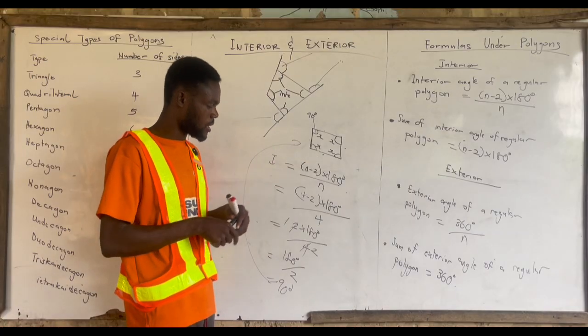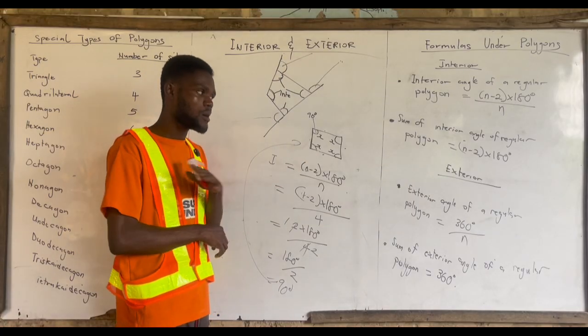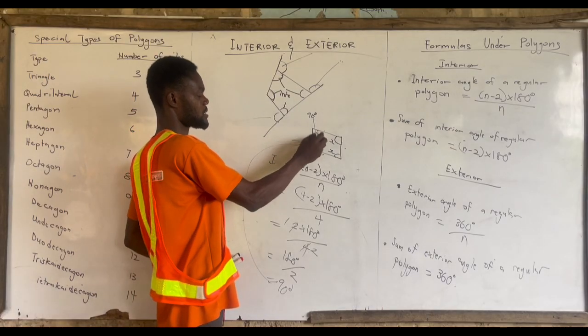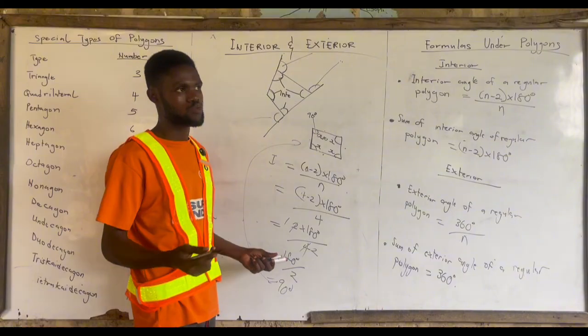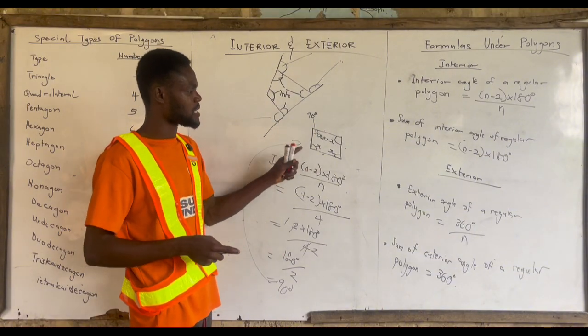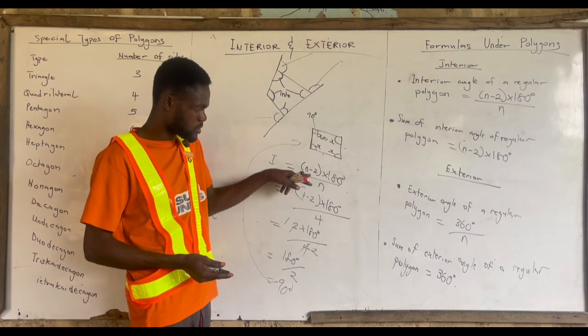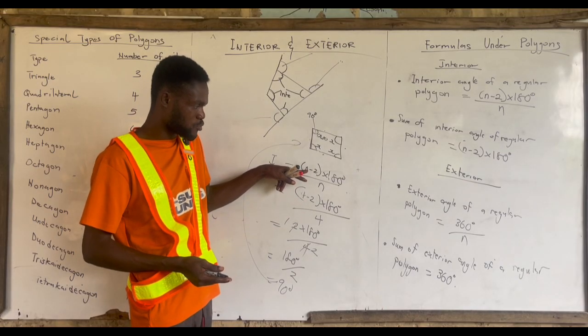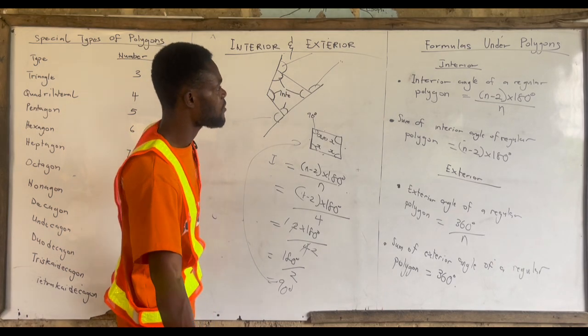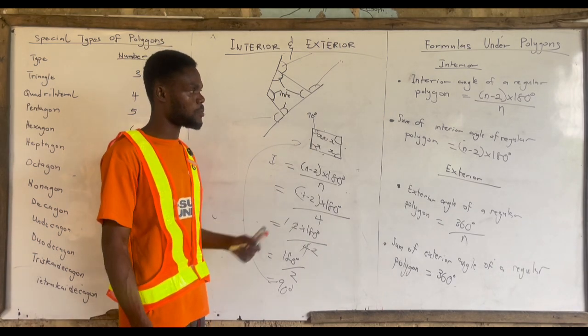If it is not regular, there's no way you can use this formula and get the answer, because you might get one angle to be 90 and the other angles to be different. Because the sides are not equal, you can never solve it, because the number of sides is included and the angle is also included, making a complete formula for finding the interior angle of a regular polygon.